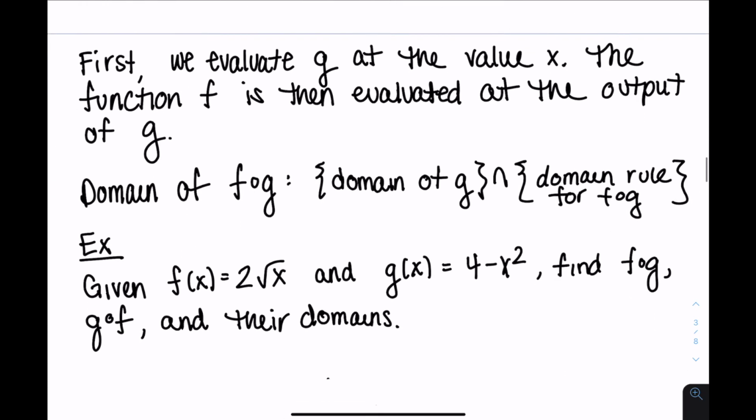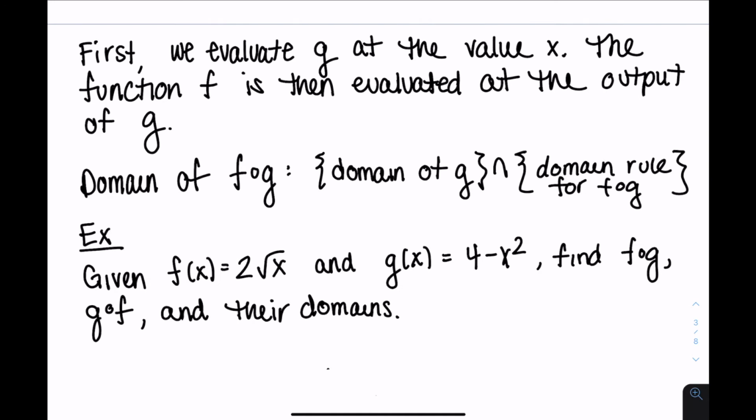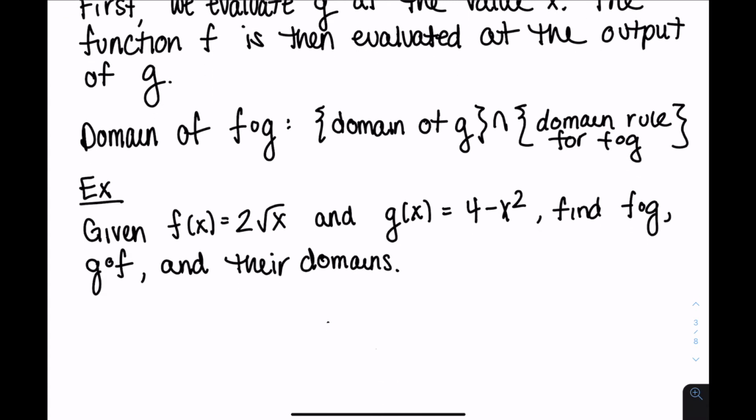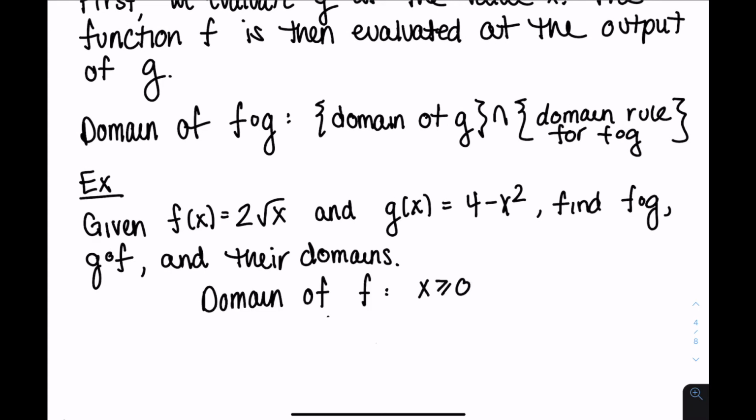The best way to see what this fully means is to do an example. We're given the function f of x equals 2 root x, and the function g of x, which is 4 minus x squared. We want to find both composite functions, f of g and g of f, and then find their respective domains. First, we need to find the domains of both of these anyway. If we look at f, it's a square root function, so you need the inside to be greater than or equal to 0. For g, not a problem. You can take anything and square it. It's just a polynomial.